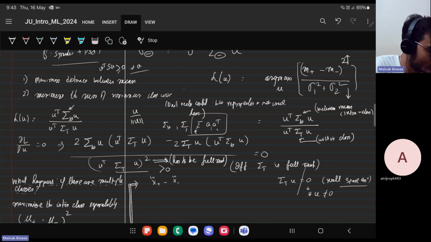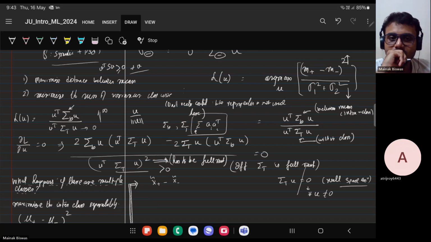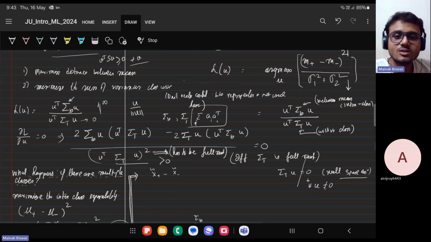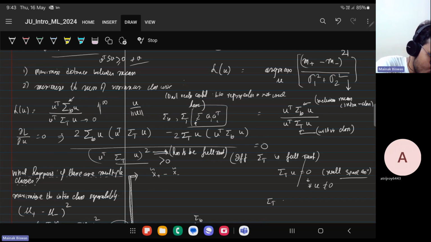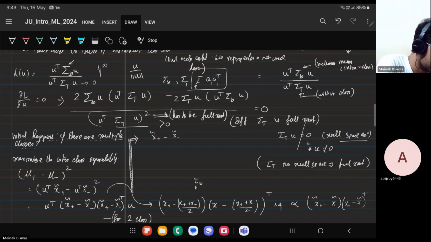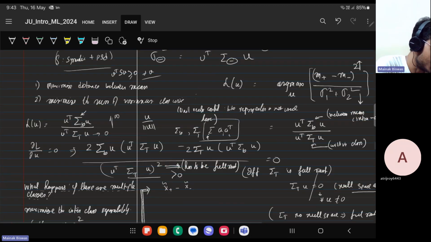Anyways, your denominator you can make 0 by setting u to the null space vector, right? If you make this 0, then this will blow up to infinity, right? Yes. So you cannot have a null space, so it has to be full rank. This is clear to you, this much? All right. Sigma t, no null space, full rank. So now you see this equation. We just write it down.